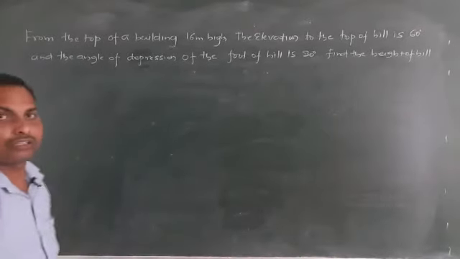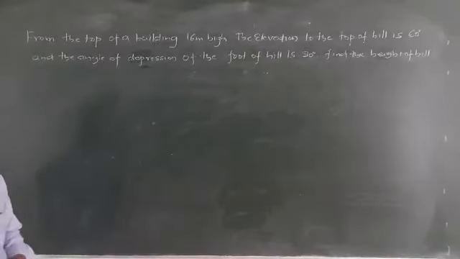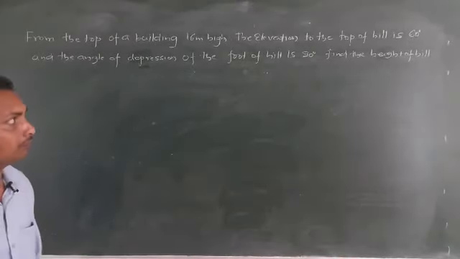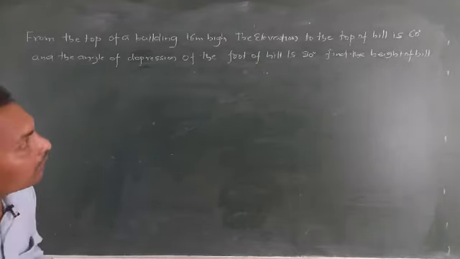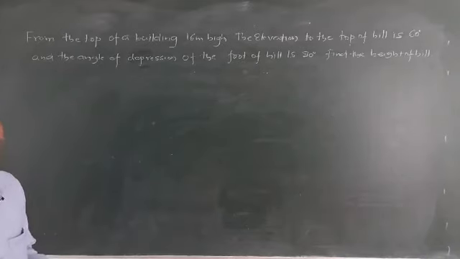Well students, now we have the next question here. From the top of a building 16 meter high, the elevation to the top of a hill is 60 degree and the angle of depression of the foot of the hill is 30 degree. Find the height of the hill. We need to find here the height of the hill.